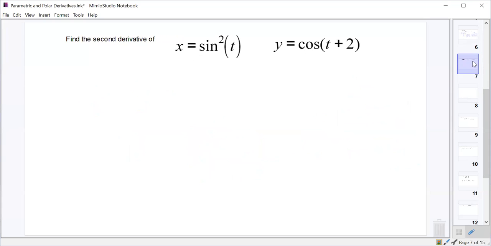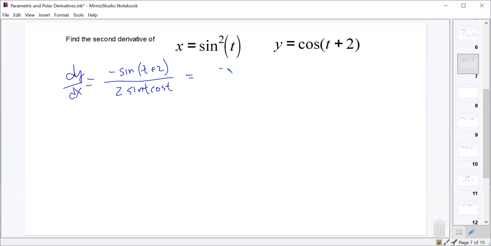Let's do another one. Let's find the second derivative of x equals sine squared t, y equals cosine t plus 2. So first off, we need to find the first derivative. First derivative should be dy dt, which is negative sine of t plus 2, over dx dt, which is what? Should be 2 sine t times the derivative of sine, which is cosine t.